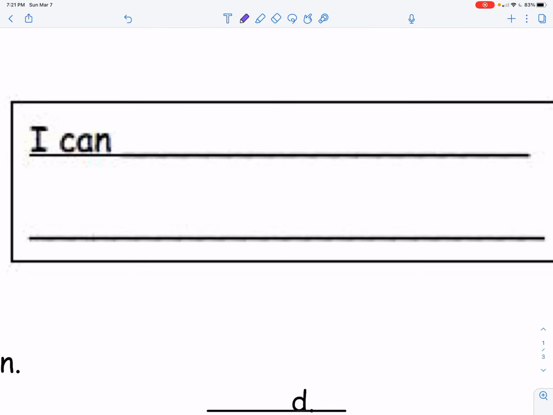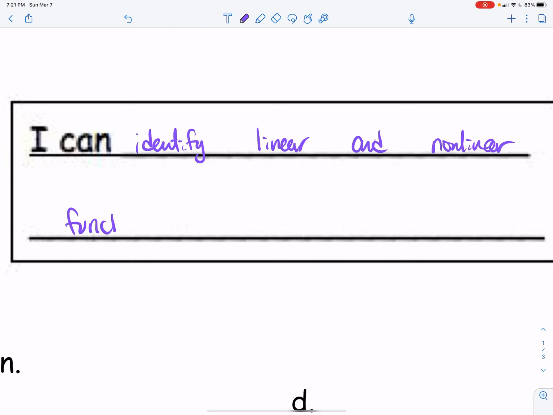All right, hey everyone. So in this lesson, we are going to talk about how to identify linear and non-linear functions. So we are going to wrap up chapter 6. This will be the last notes of this unit, and we will wrap up with our test. I believe it will be on Friday. So just FYI about that.